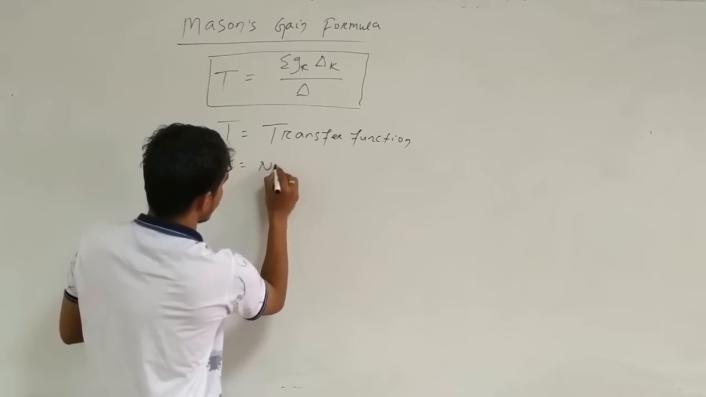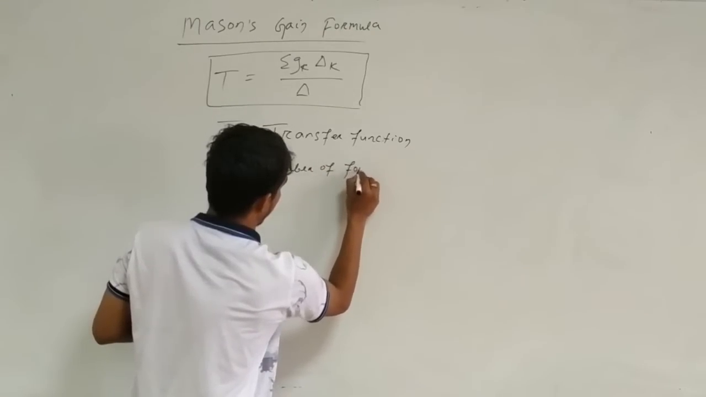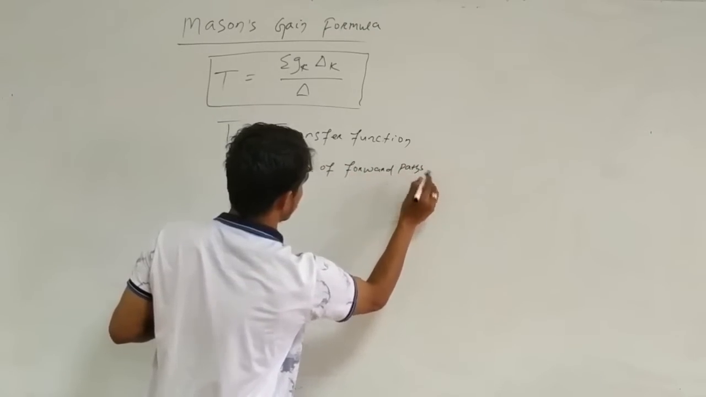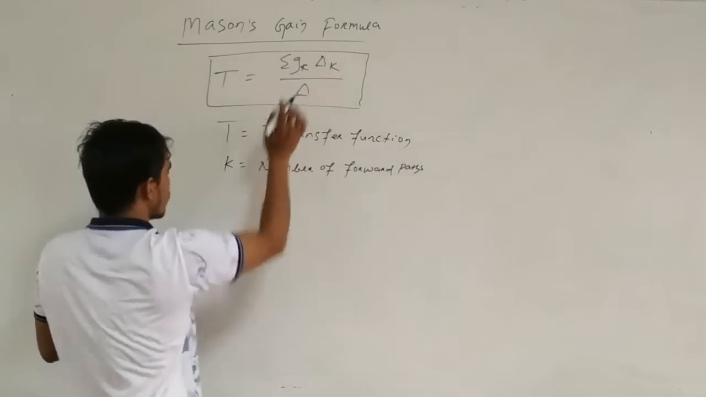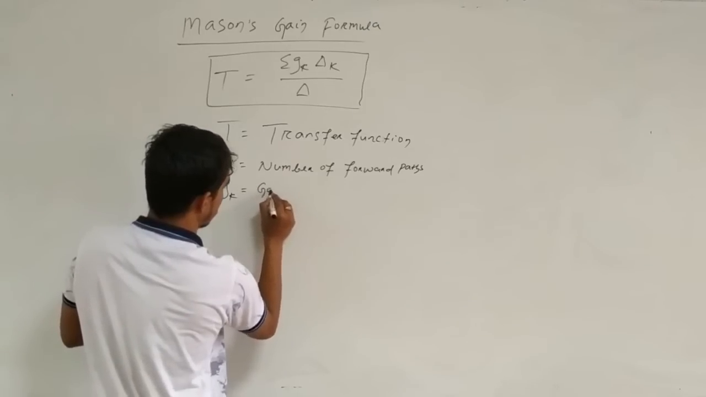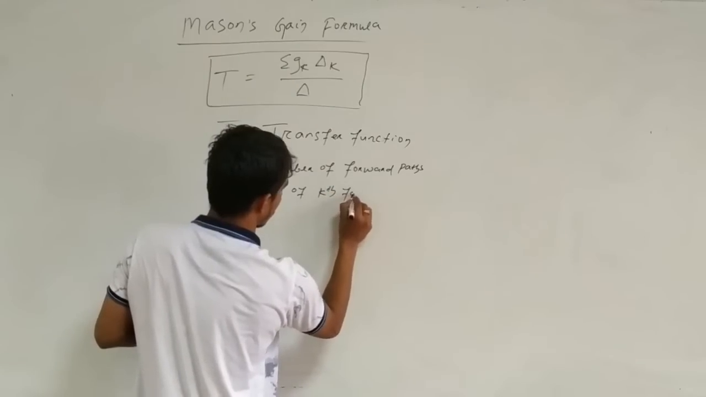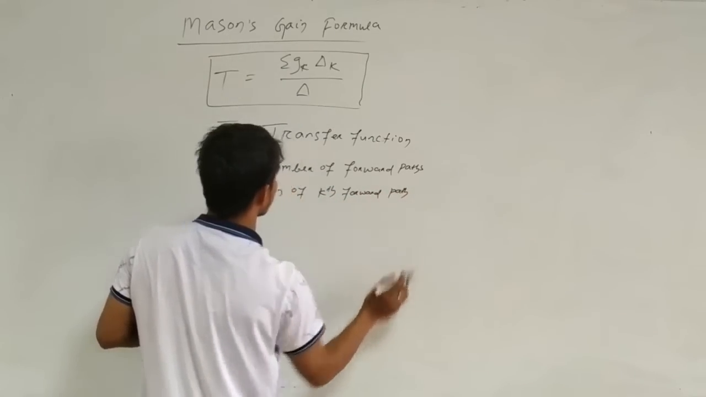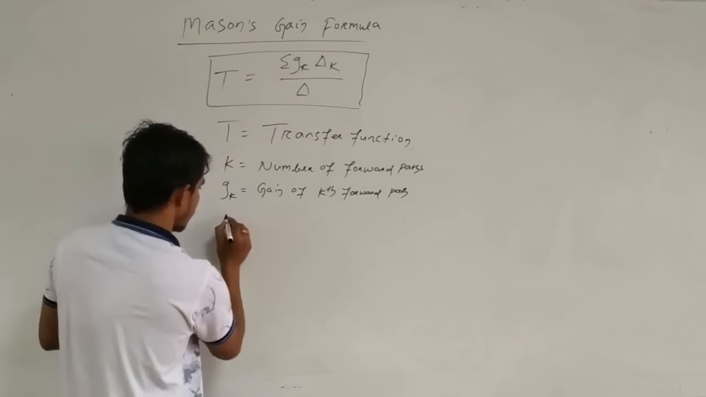K is the number of forward paths. Gk is the gain of the kth forward path. And delta is called what?